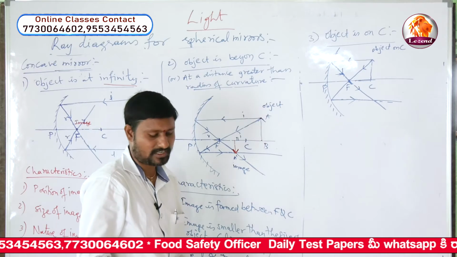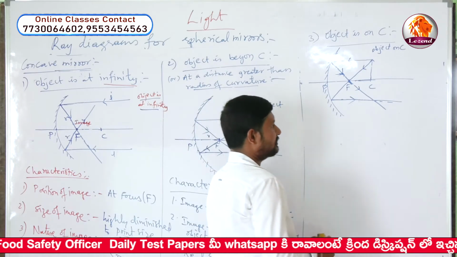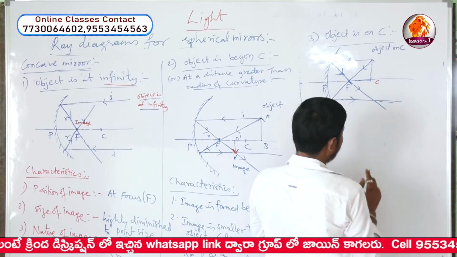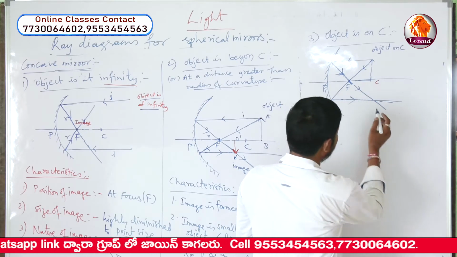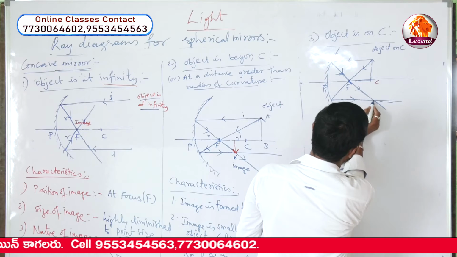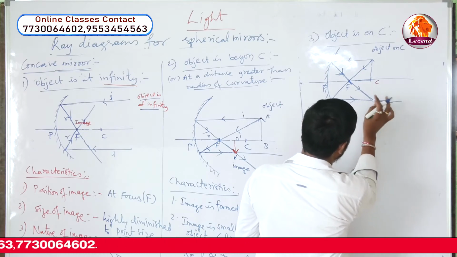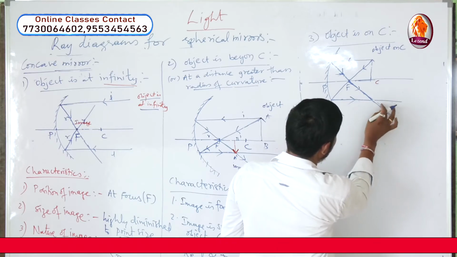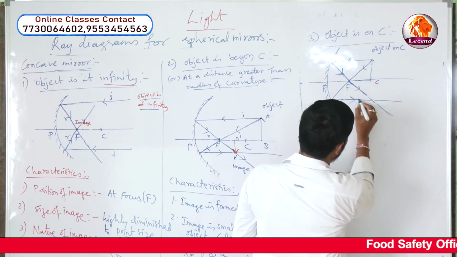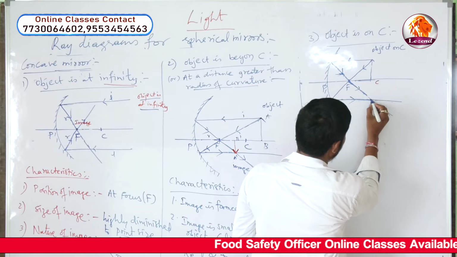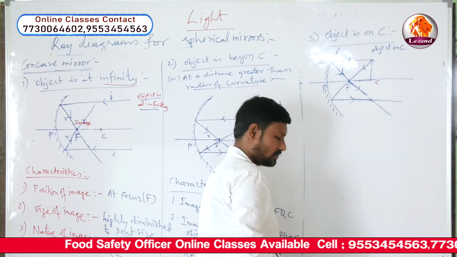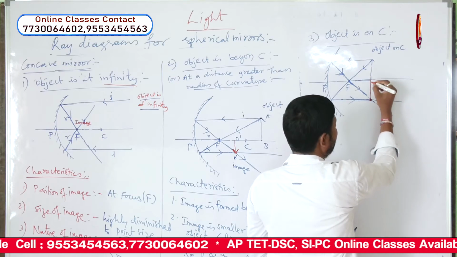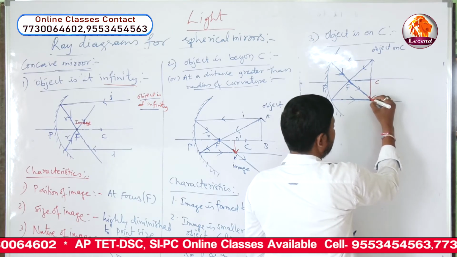Now where these two reflected rays are meeting, here at this point. This is C, and now these two are reflecting here. At this point they are intersecting. So at this point we draw one perpendicular, CA. What do you notice?